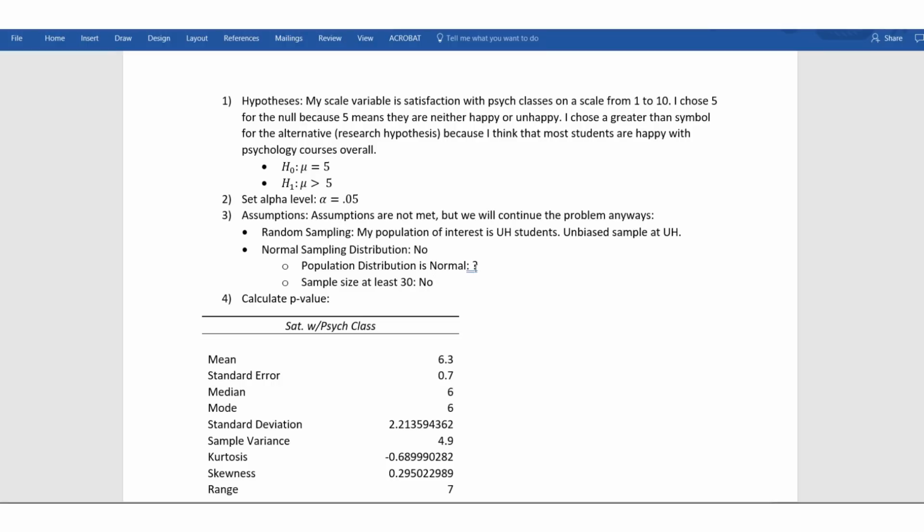So because both of these things I'm unsure of, well, this is a no, and I'm unsure of this one, then my normal sampling distribution is probably actually unknown. That's probably more accurate because the population distribution could be normal. I just don't know it. So we don't know if we have a normal sampling distribution, but we're going to go ahead and do this problem. Now, because my assumptions aren't all the way met, it means that my p-value might be off.